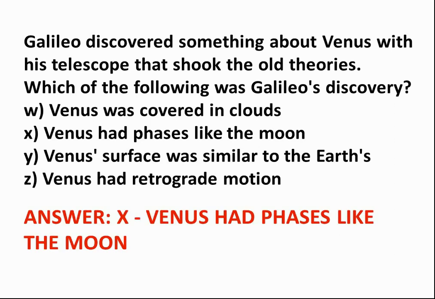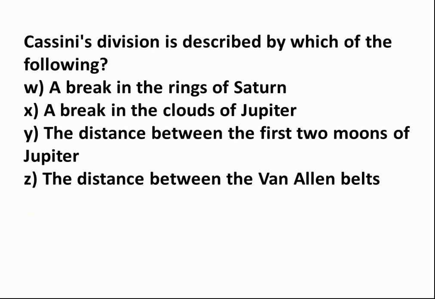Answer: X. Venus had phases like the Moon. Cassini's division is described by which of the following? W. A break in the rings of Saturn. X. A break in the clouds of Jupiter. Y. The distance between the first two moons of Jupiter. Z. The distance between the Van Allen belts.